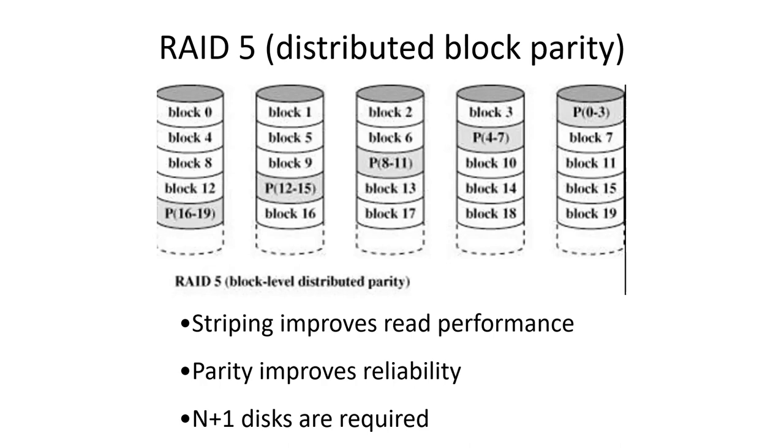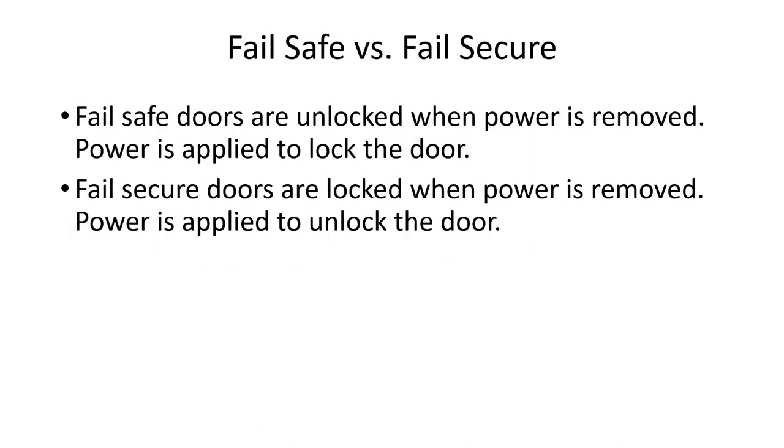Also, there's a concept called striping. When it starts to read the disk, it reads from all the disks at once, thereby giving you four or five times the throughput that you might normally get with one disk. Okay, so that's a fault-tolerant system. There's also the concept of fail-safe and fail-secure.